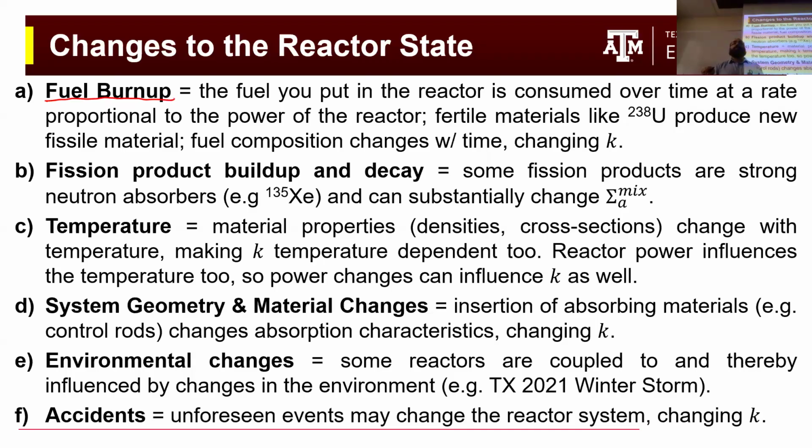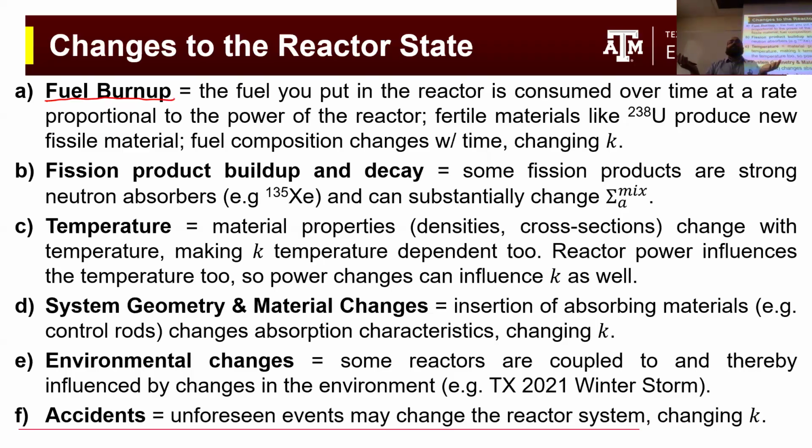We're going to talk a lot more about fission products in a couple days, after exam 2. So we don't have to know anything more detailed than fission products, other than the fact that some of these fission products that are born are very highly neutron absorbing. They're called neutron poisons, and those can significantly change the absorption of our system.